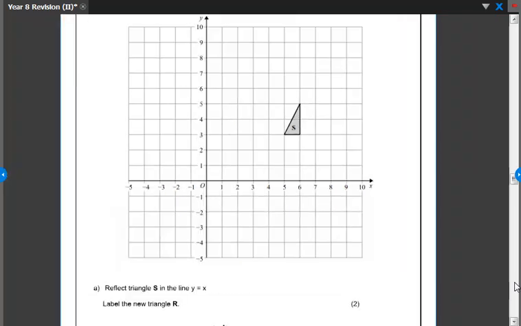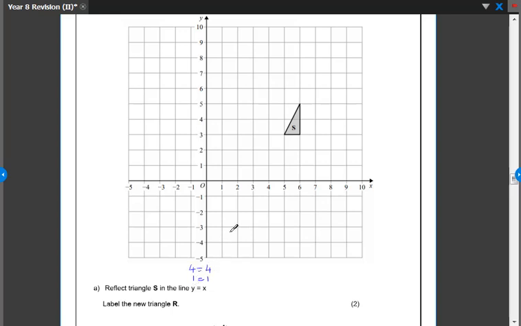We are asked to reflect S in the line y equals x. Well, y equals x, what is that? A lot of people get confused. Well, when y is 1, x is equal to 1. Let's pick another number. Say y is 4, x is equal to what? 4. Y is 0, x is 0.